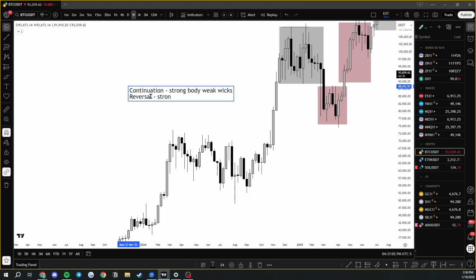Very nice, guys. So we can clearly identify this as a continuation. Why? Because we have a strong body, weak wicks, right? How about this one, fellas? Do we think that this is a continuation, reversal, or consolidation?